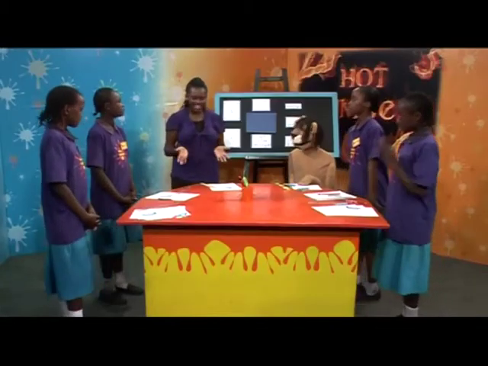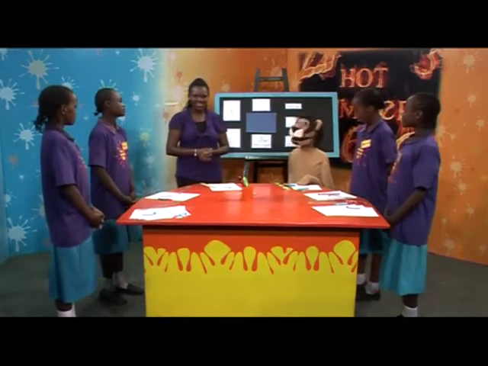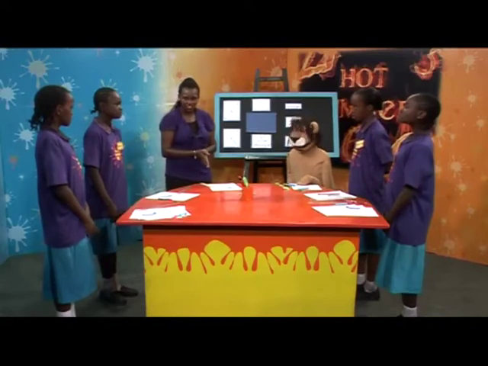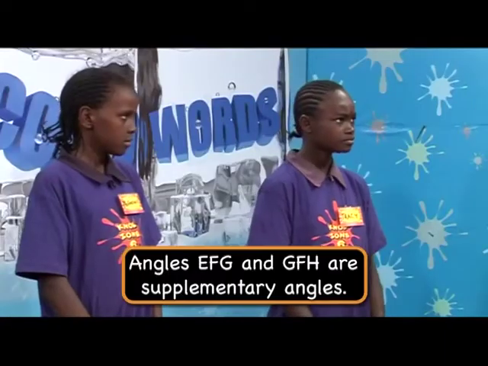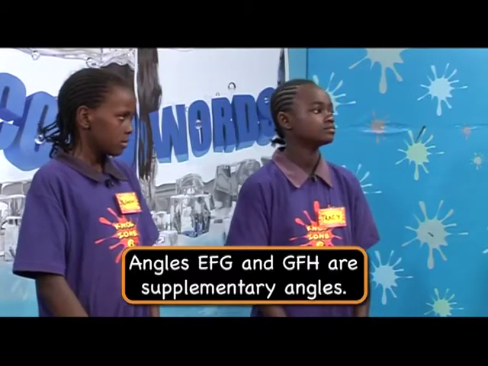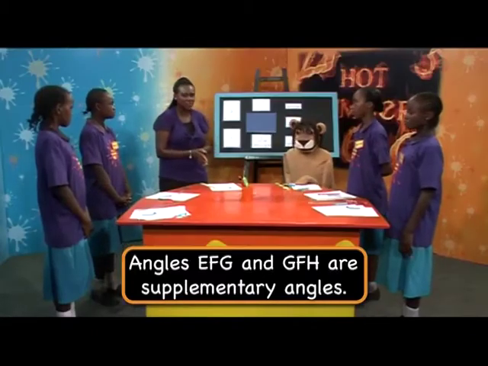Now, did everyone get that? Yes, Teacher Pendo. Okay, so the sum of angles EFG and GFH is 180 degrees. Therefore, angles EFG and GFH are supplementary angles.